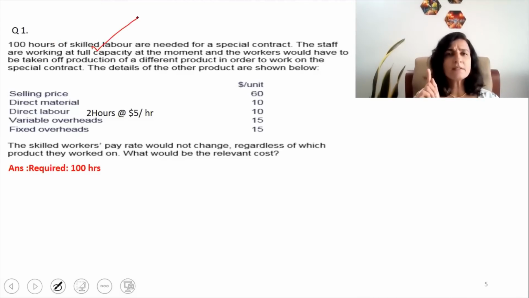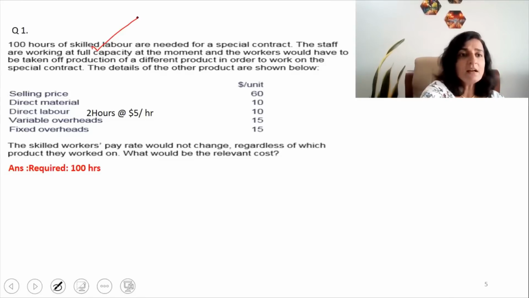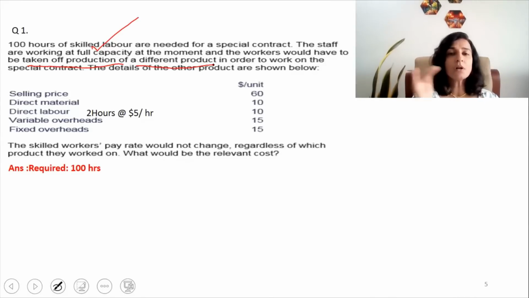What do you mean by full capacity? It means nobody is remaining idle, which means that there is no spare capacity. And the workers would have to be taken off production of a different product in order to work on the special contract. What does that mean? Laborers have to be transferred from the existing business to the new business, which means that the existing business will have to be stopped for the time being.